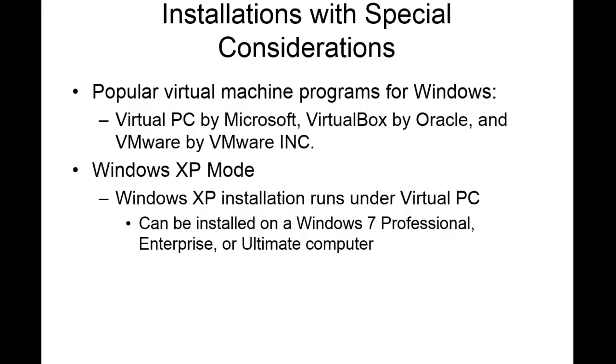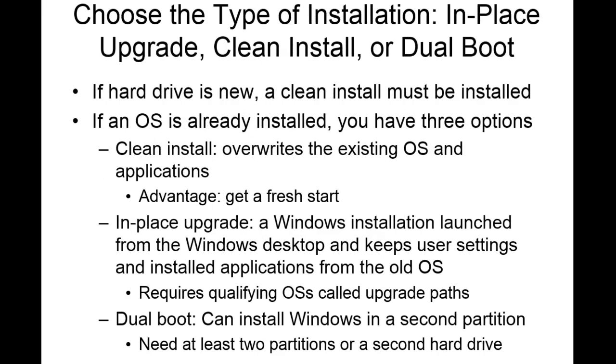So now that you know some about the different installations, let's take a look at choosing that type of installation. Are you going to use an in-place upgrade, a clean install, or a dual boot? If you have a hard drive and it's brand new, obviously it doesn't have an operating system on it, so you're going to perform a clean install. There's nothing to upgrade, therefore you can't perform an upgrade.